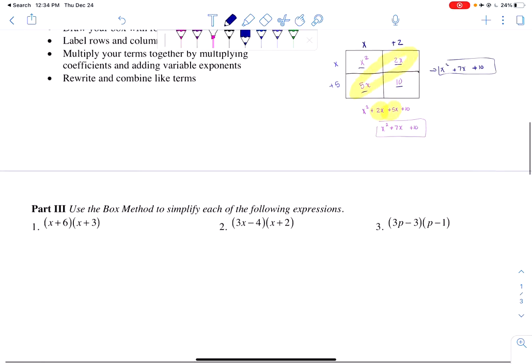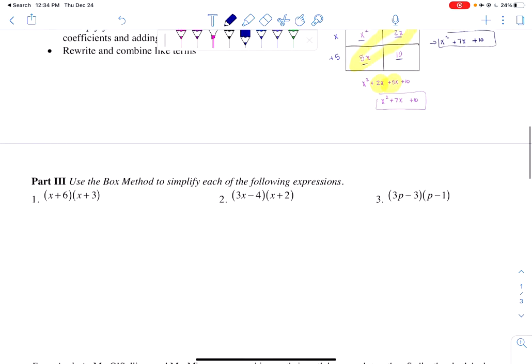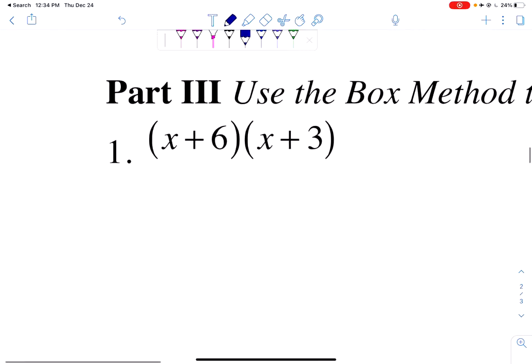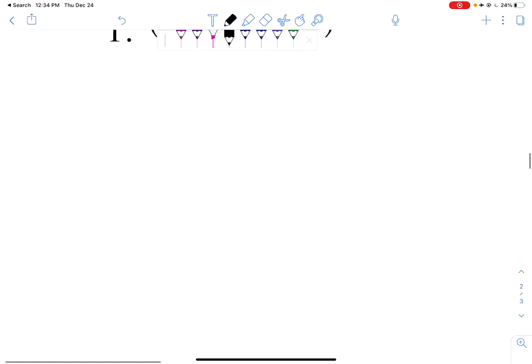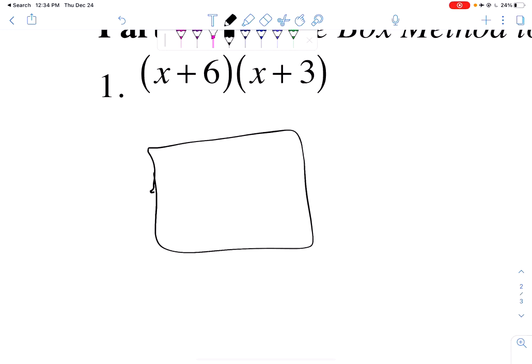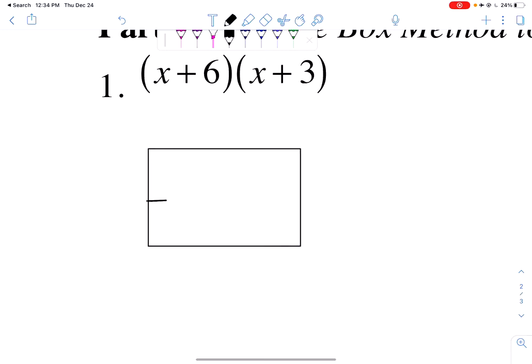All right. Part 3, we're going to now use the box method to simplify each of the following expressions. So in our first example, we have some nice positive numbers. We only have 1x, a 6, and a 3. So the first thing we do is we draw our box with 4 squares. And now I'm going to label. I'm going to put my x plus 6 up top. Note, I'm putting my plus with my plus 6. And then I'm going to have my x plus 3.